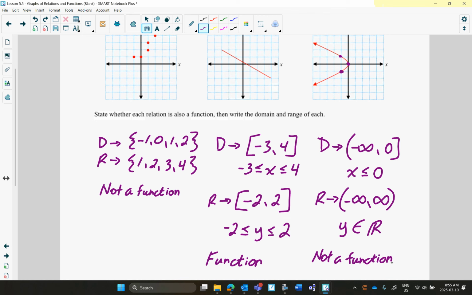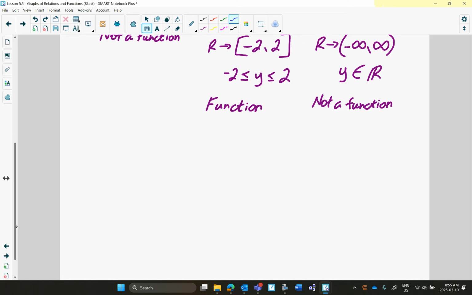There's actually a way you can do it for graphs without having to look for points and see if things repeat. And that's something called the vertical line test.